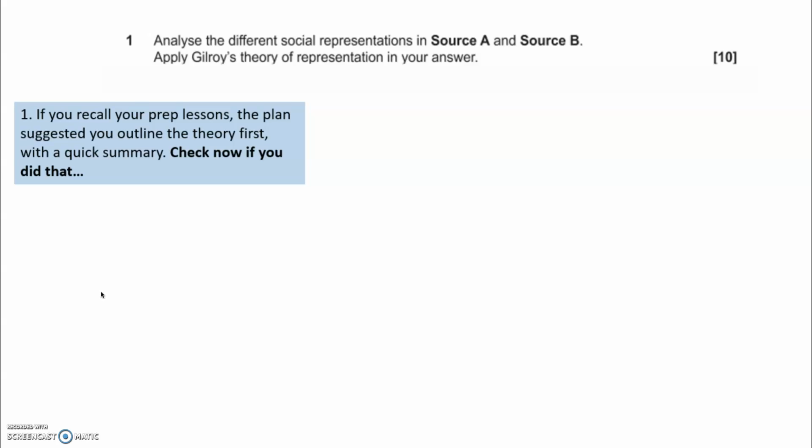Now, if you didn't do that, then there's the first note you can make, something that you need to do next time. It's not relevant only to Gilroy: for any theorist, you should outline the theory at the very beginning of your answer.